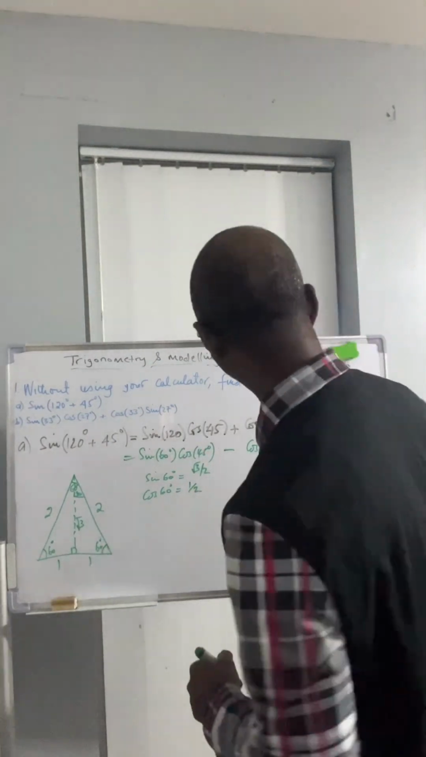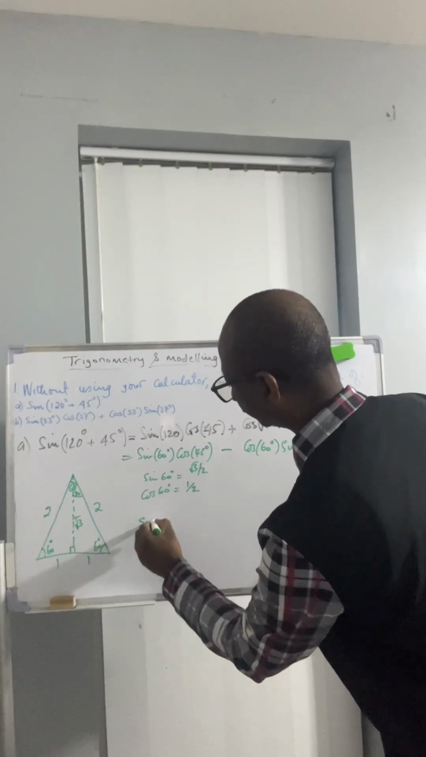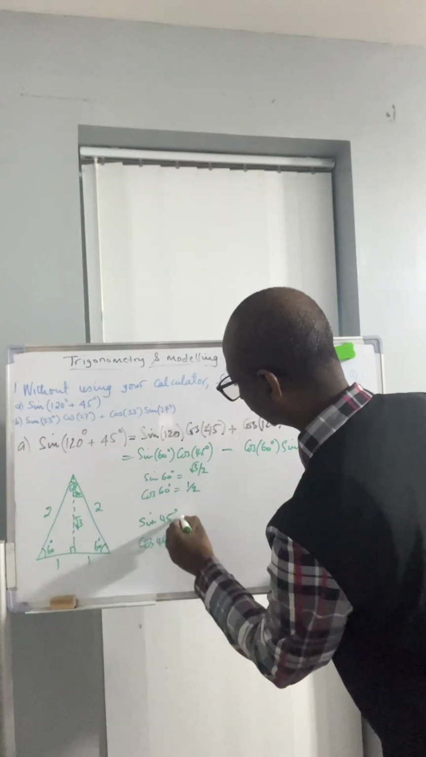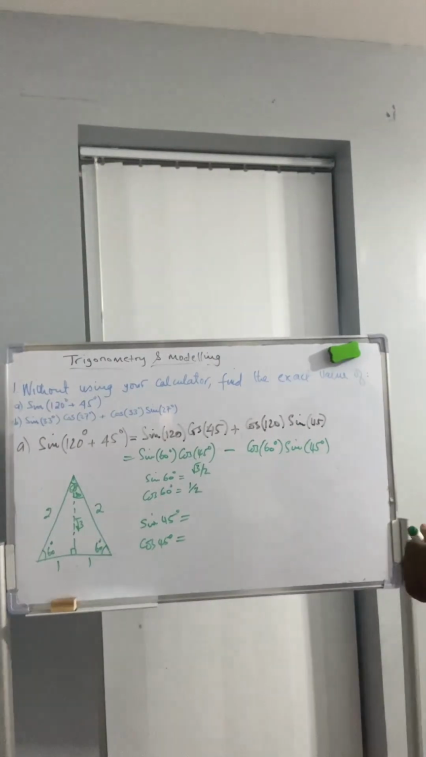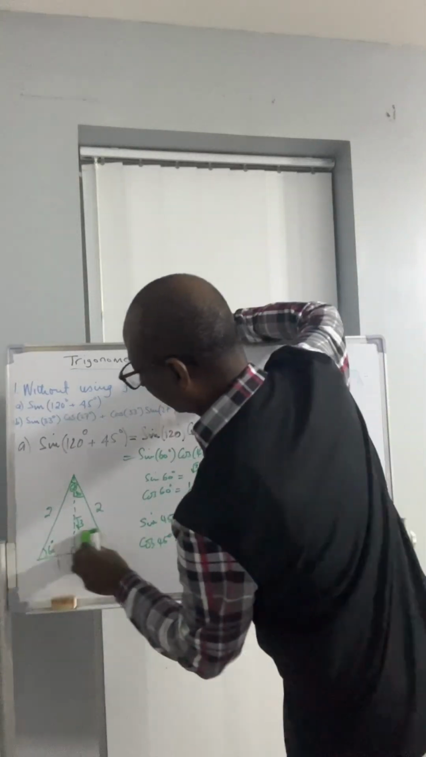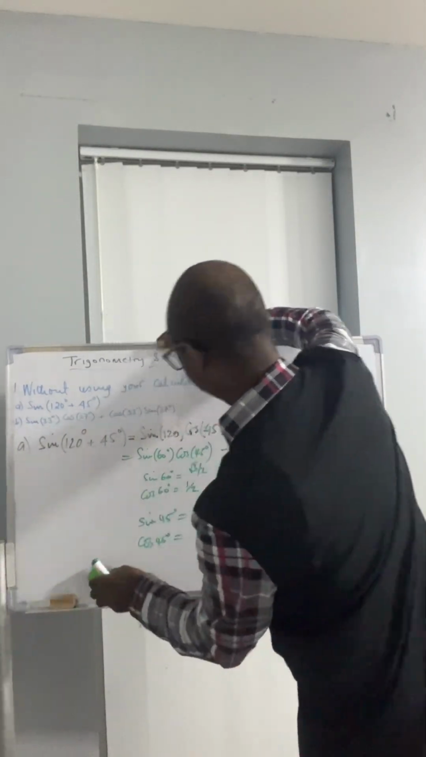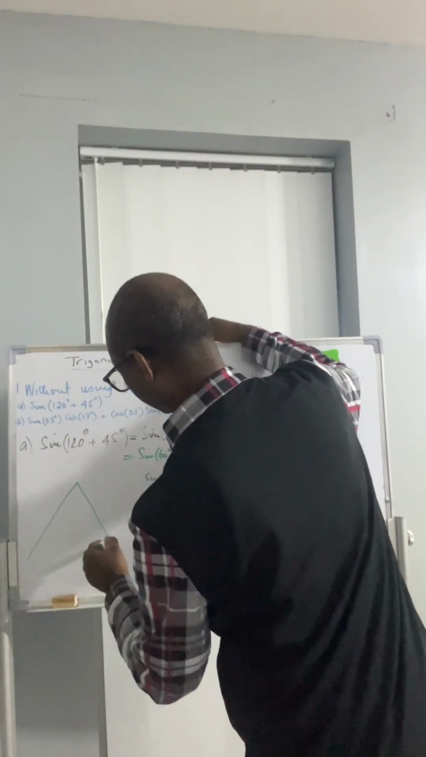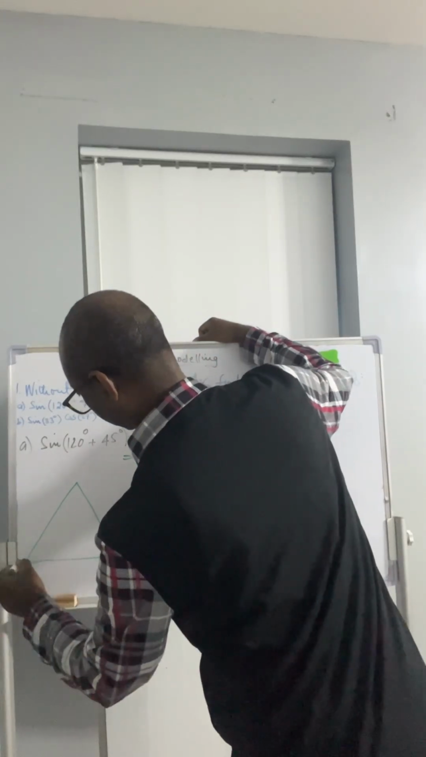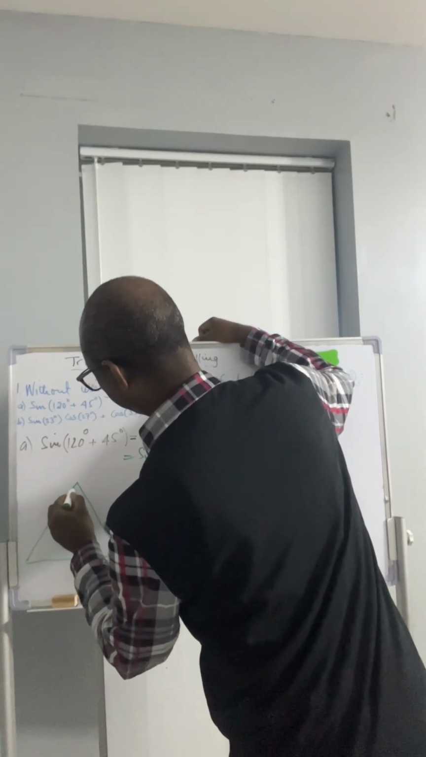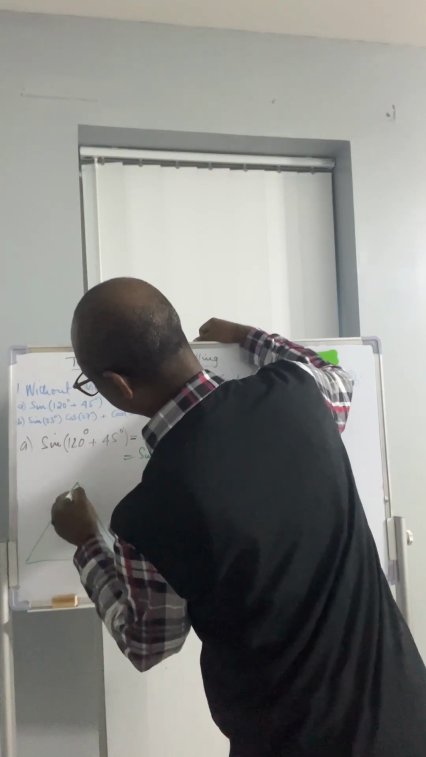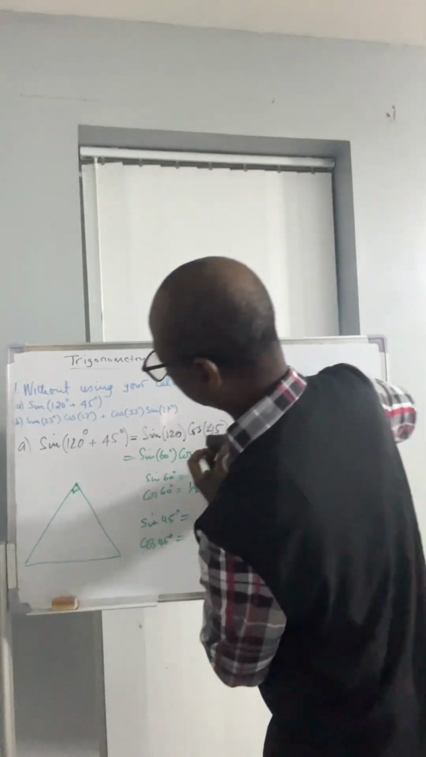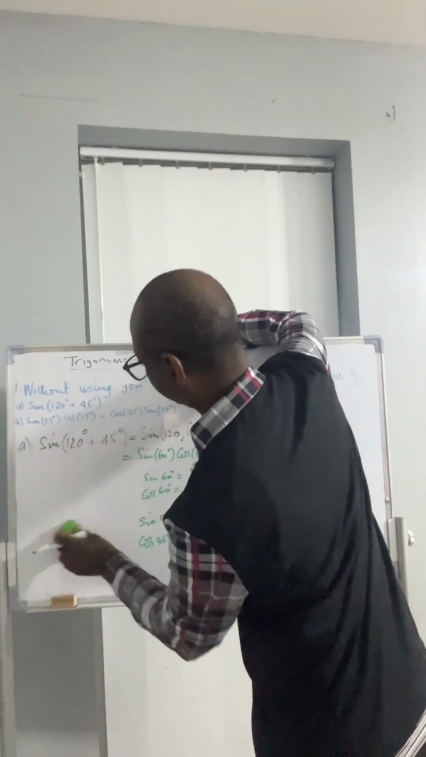So now we need sine 45 and cosine of 45 degrees. How do we find these ones? Again, let's modify our triangle. We have a triangle like this. And let's say this line is perpendicular to this, so they form 90 degrees here. Yeah, we assume, although it's not drawn to scale.